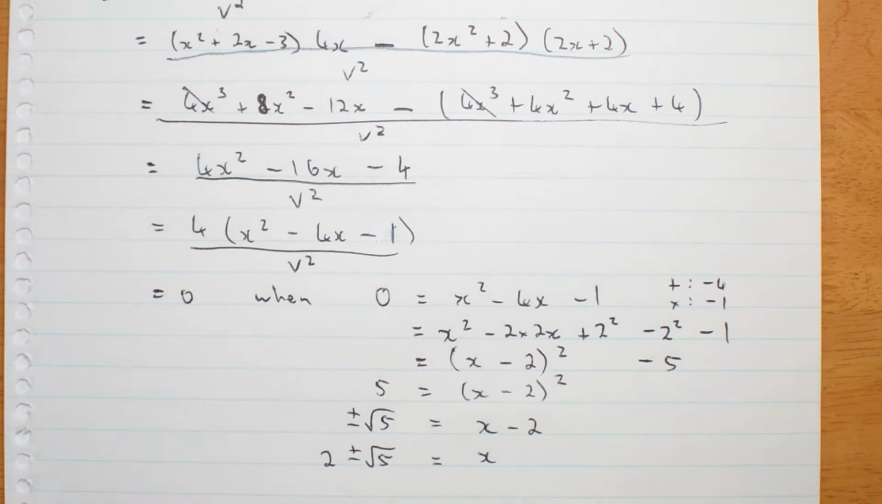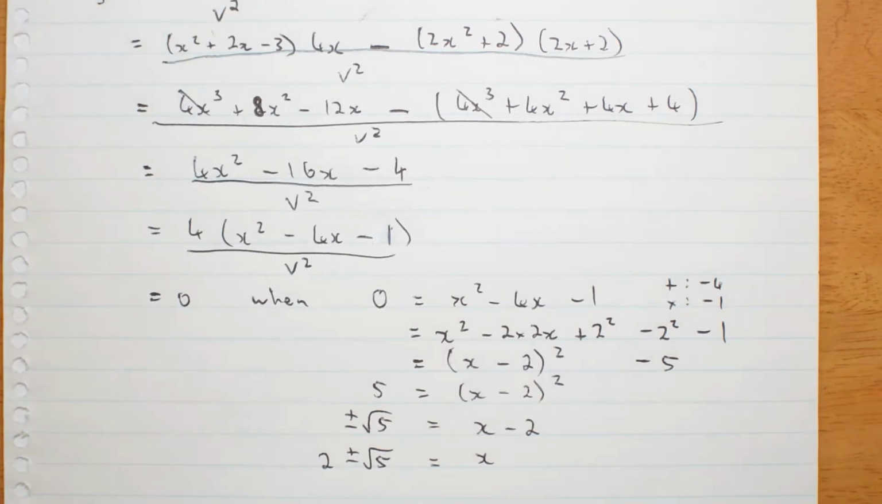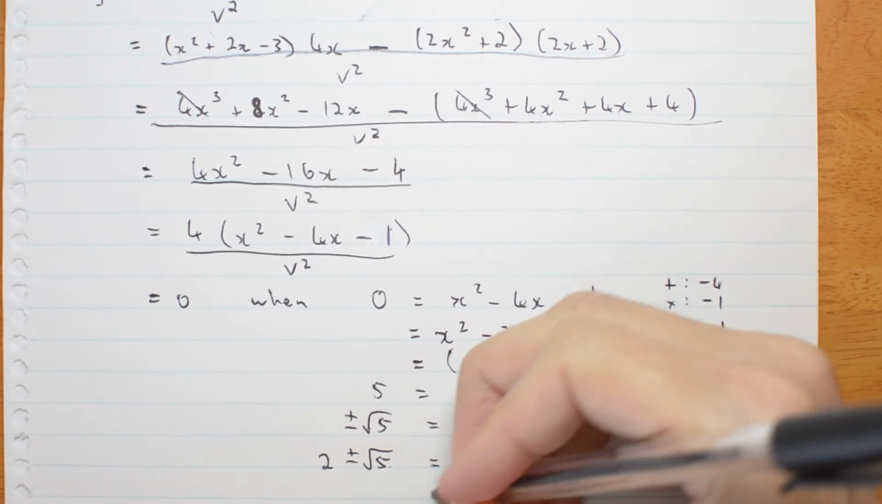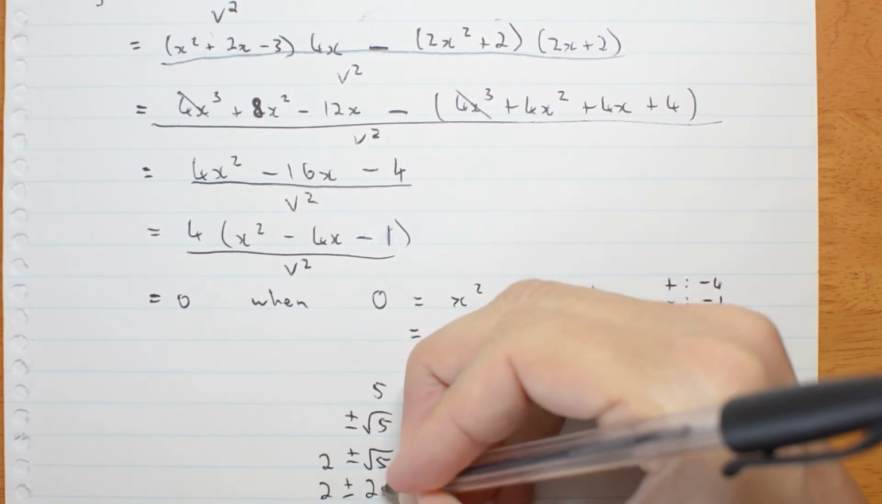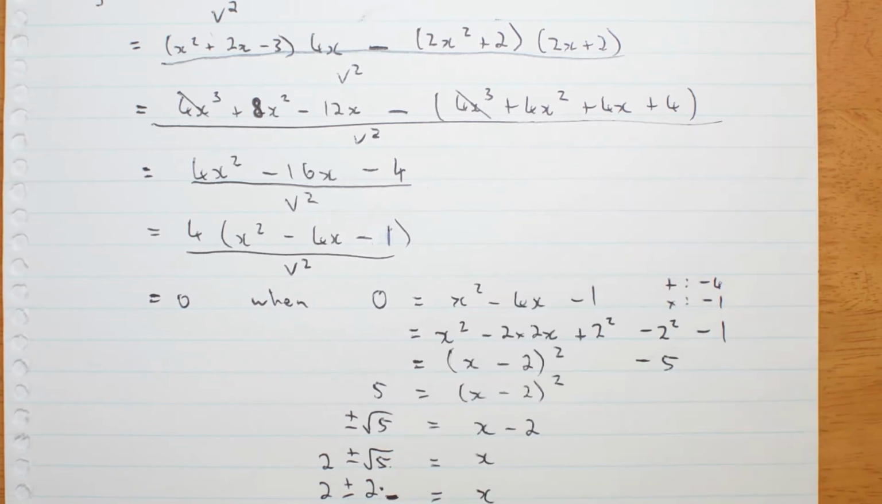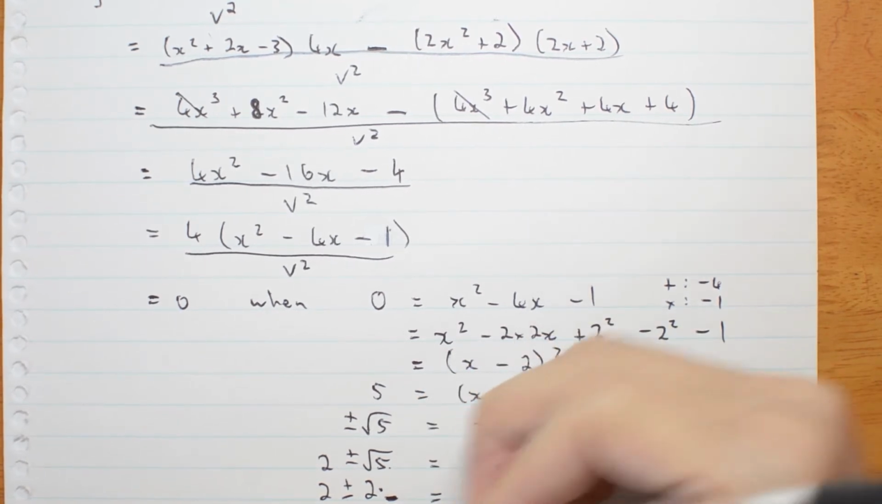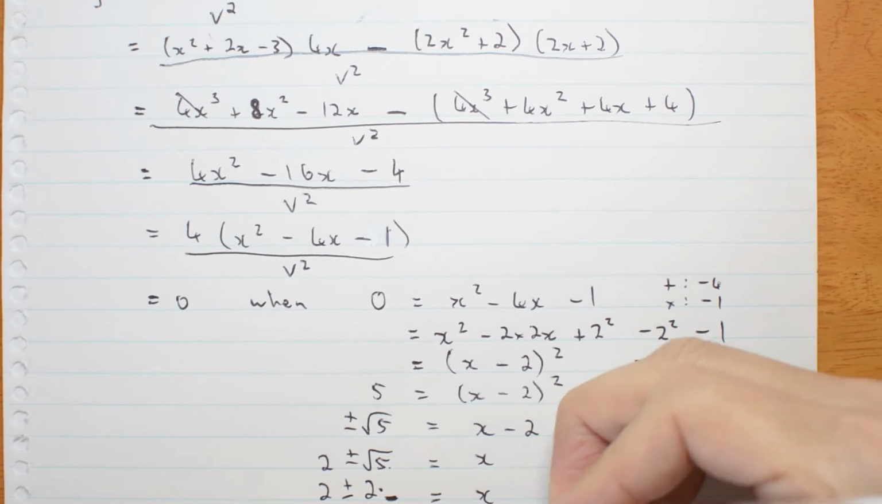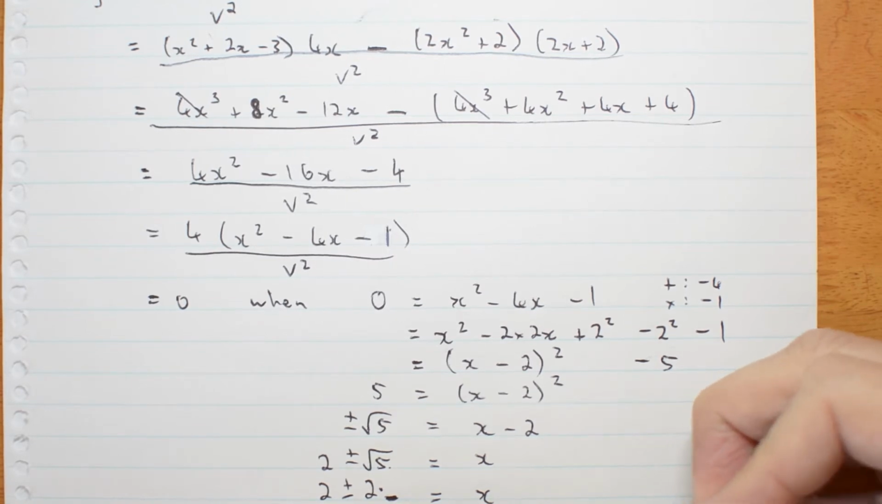Now, if I'm going to draw this on my graph, I'm going to need an approximate decimal value. Well, root 5 is between root 4 and root 9. It's actually only just more than root 4, so it's just a bit bigger than 2. So this is x is 2 plus or minus 2 and a little bit. 2 point something small, okay? Which is going to give me x is approximately negative point something small or 4 point something small.